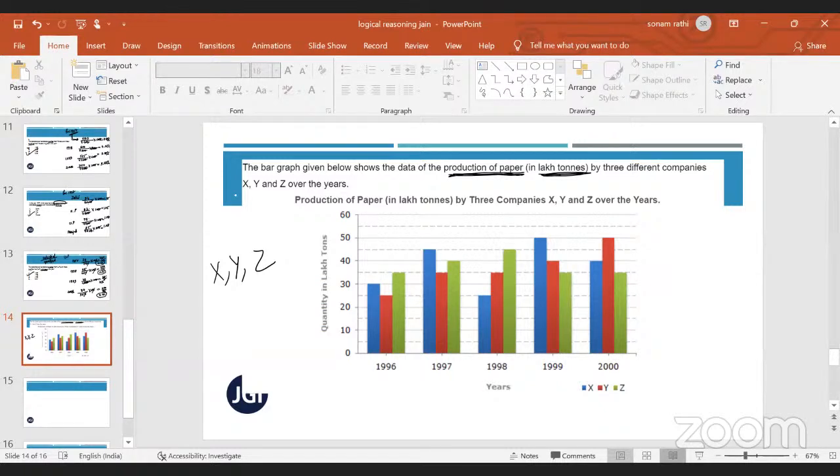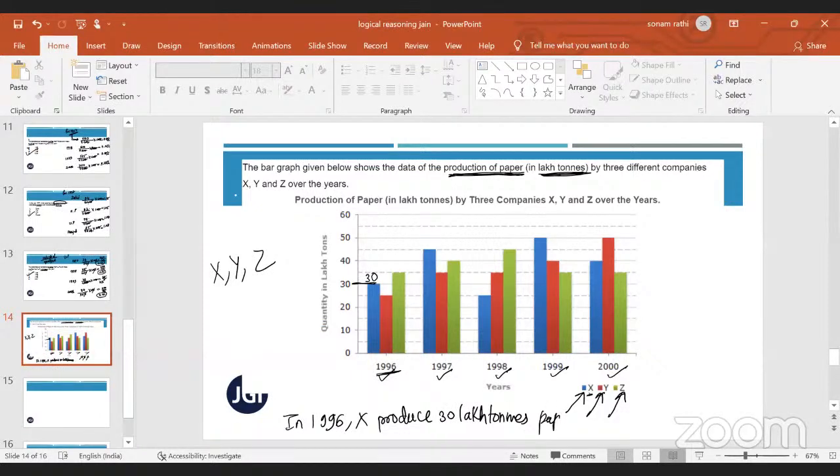For which years is it given? 1996, 97, 98, 99, and 2000. Blue one is X, red one is Y, and green one is Z. So in 1996, X is producing how much? I will read it from here: 30 lakh ton paper. In 1996, X produced 30 lakh ton paper, right?